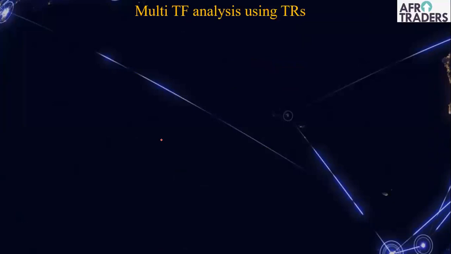Okay, so multi-time frame analysis using the trading range. More people use market structure to do multi-time frame analysis. That is to look at it in a way like this. Let's say this is a weekly chart, right? And then this is a 4-hour or daily chart inside it. Okay, and they are looking for alignment. Yes, they're looking for alignment.